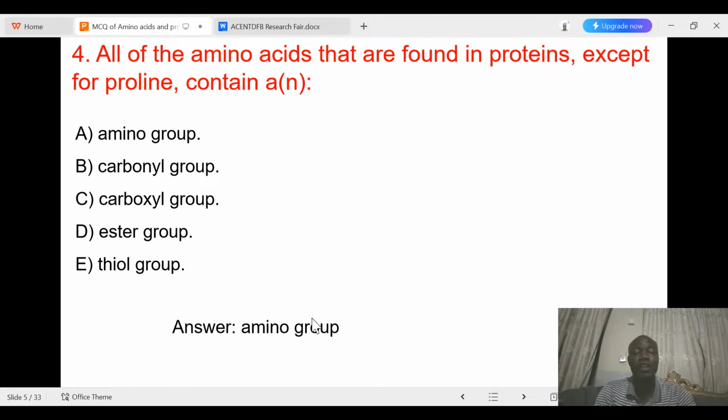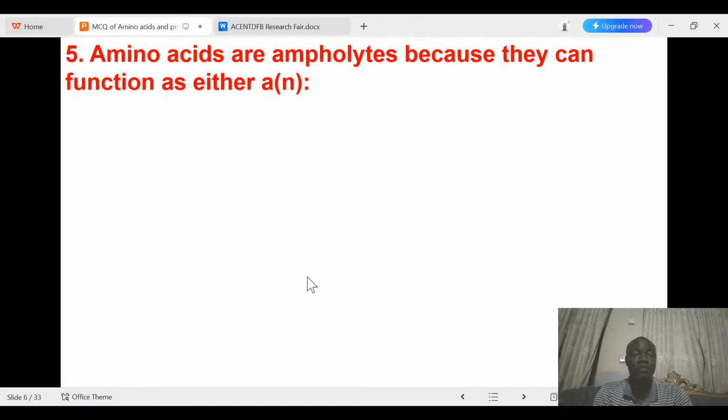So all of the amino acids that are found in protein except proline contain an amino group. So it's only proline that doesn't contain an amino group. So the answer is option A. All of the amino acids except proline contain an amino group.